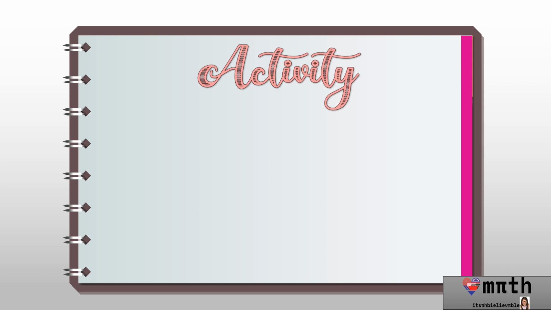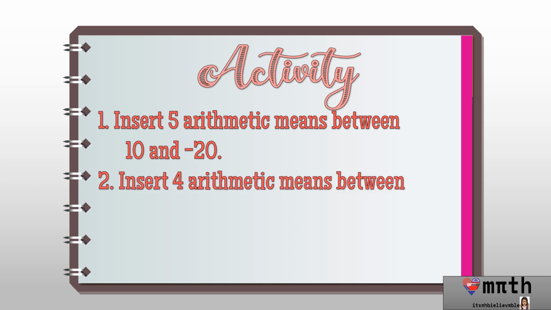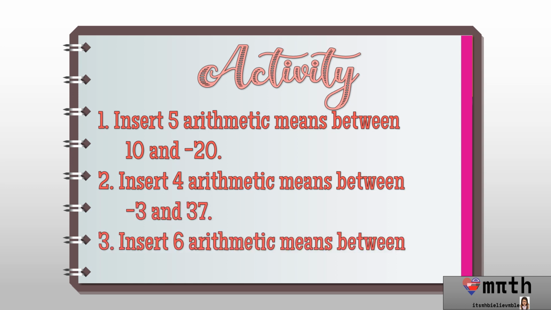And since you already know about arithmetic means, let us have the activity. For number 1, insert 5 arithmetic means between 10 and negative 20. Number 2, insert 4 arithmetic means between negative 3 and 37. Number 3, insert 6 arithmetic means between 20 and negative 22.